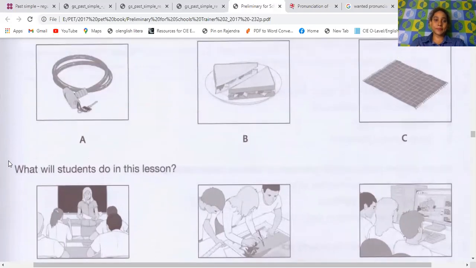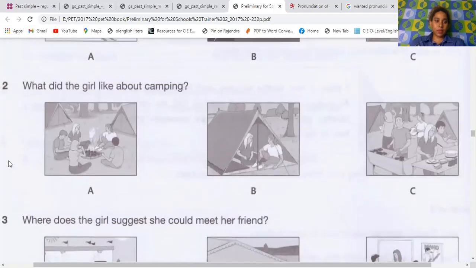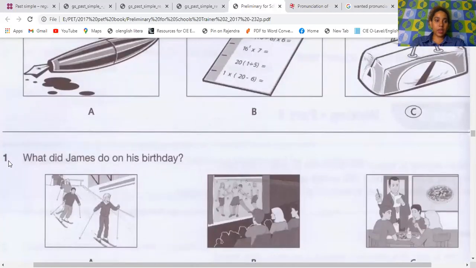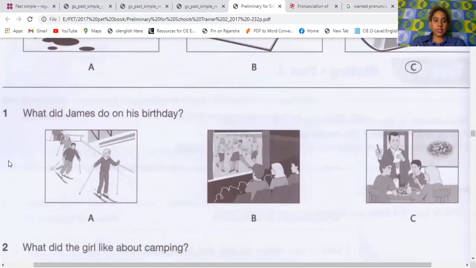That is the end of part one. Okay, let's discuss our answers. You can unmute and tell me, what did you select for the first one?